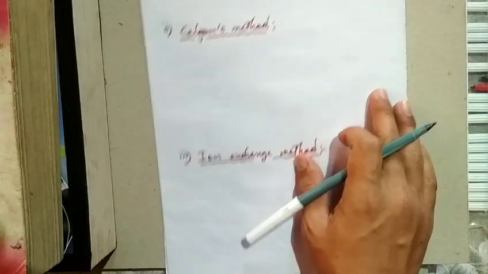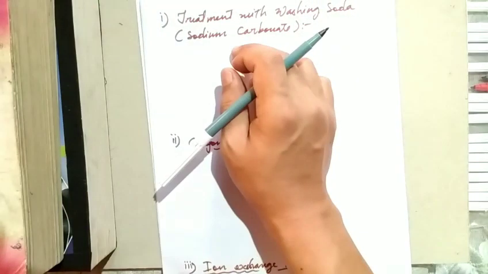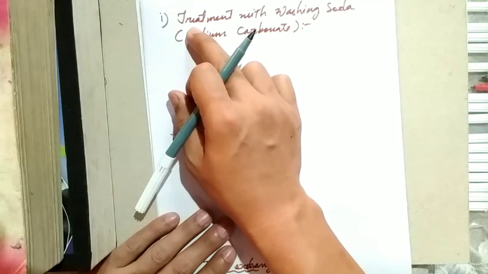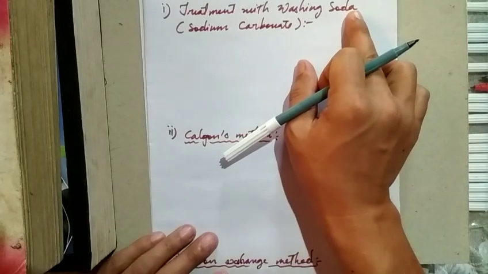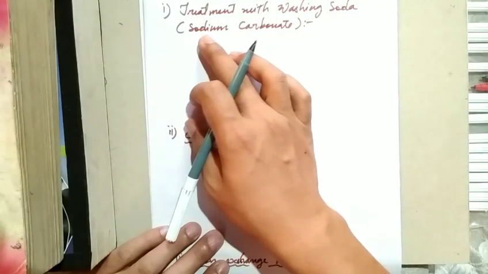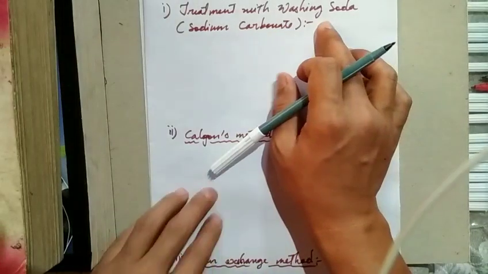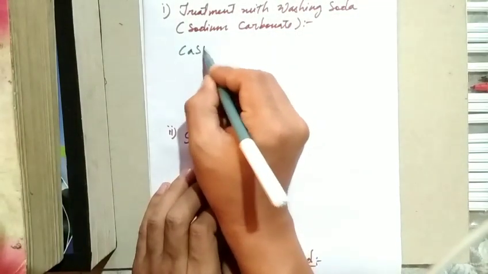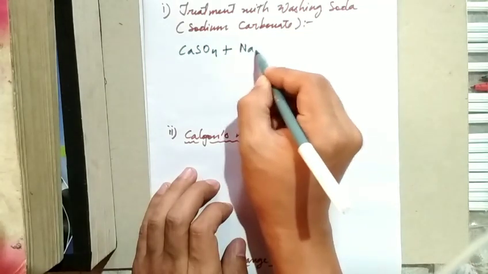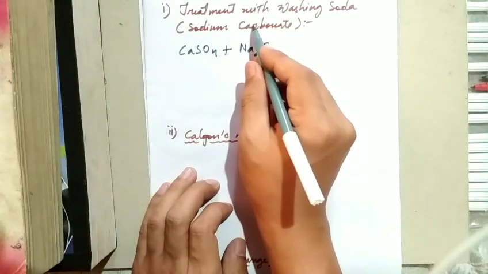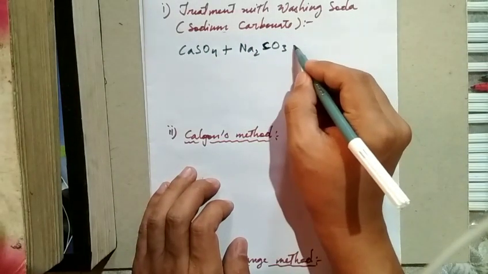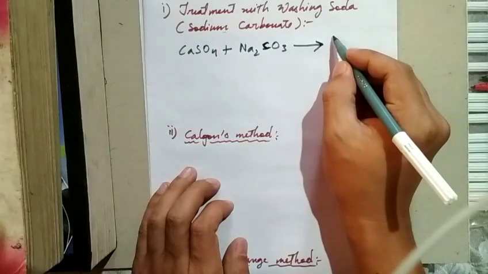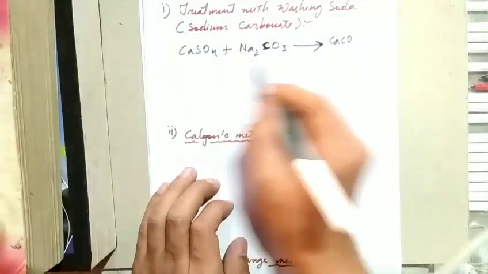Now the treatment methods for removal of permanent hardness. The first one is treatment with washing soda. Washing soda you have heard of before, also in your class 10. It is sodium carbonate. So calcium sulfate plus sodium carbonate, Na2CO3, gives calcium carbonate, CaCO3.